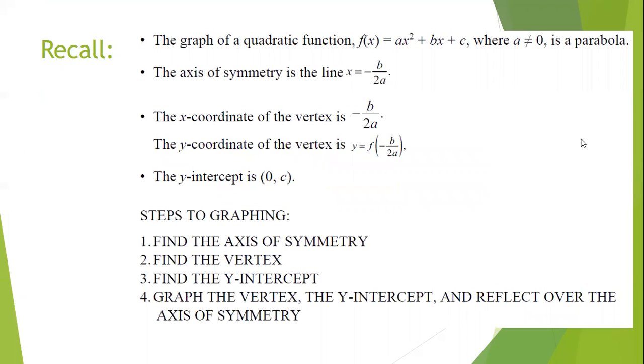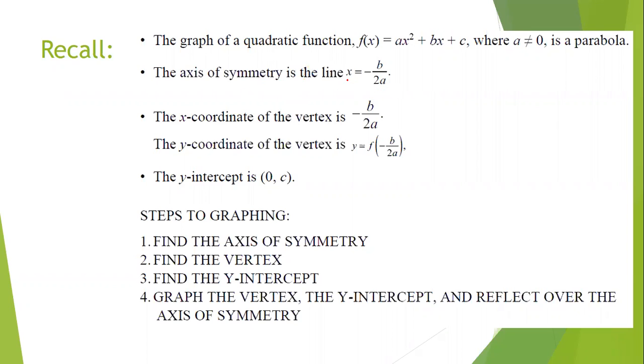Things that we need to recall. Before we left for winter break, we talked about the quadratic function in standard form, which is f of x equals ax squared plus bx plus c, right? From standard form, there are things that we can learn. In standard form, we can find the axis of symmetry, the x coordinate, the y coordinate, the y-intercept. However, it's not super duper straightforward.